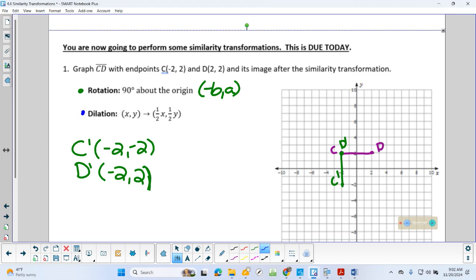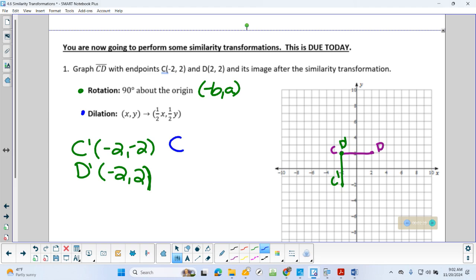Because remember, we don't back up, because I still have some kids that back up to the original. Remember, one transformation leads you to the next. So from my green coordinates, I'm going to do the dilation. Now, question for you, it doesn't ask you to write this, but we should recognize it. What's your scale factor? 1/2. So is it going to enlarge or reduce? Reduce. So we're going to have a smaller segment.